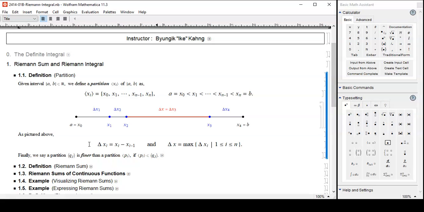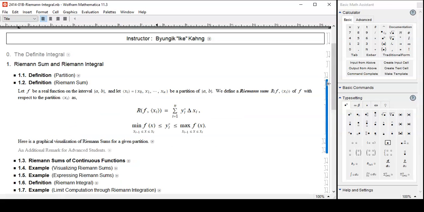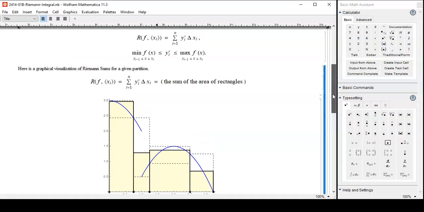and this partition gives us a lot of subintervals, x_i minus x_{i-1}, and the subinterval width is delta x_i, the difference of x coordinates. And we're going to name delta x as the biggest of those, in this picture, this one, red. And then using partitions, we define Riemann sums like this and visualize like that.